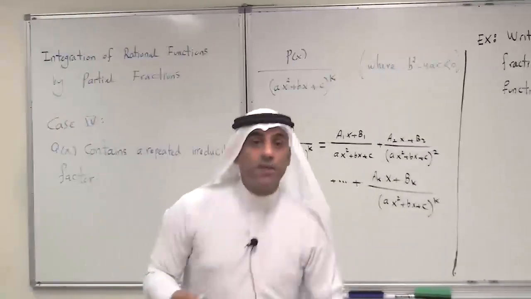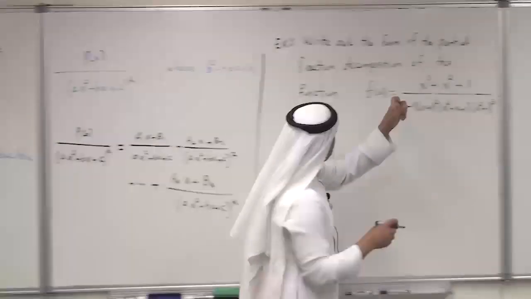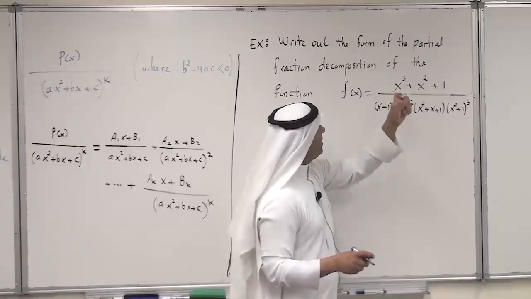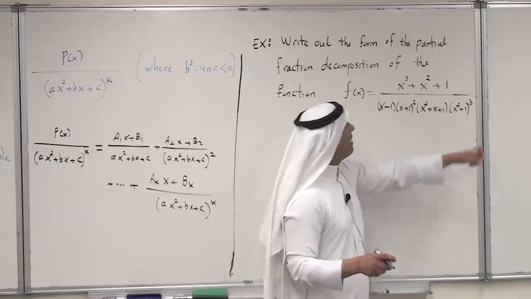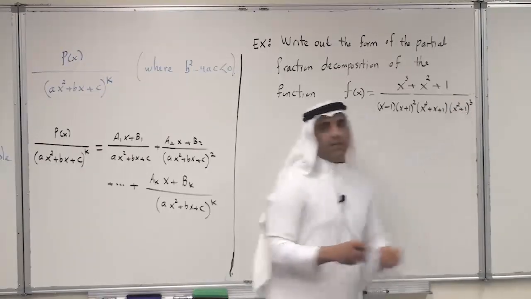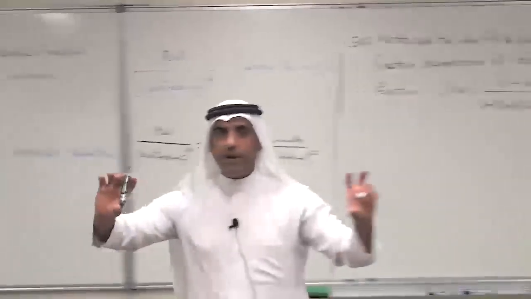Now look at the denominator. We have a linear factor not repeated. We have a linear factor repeated. We have a quadratic factor not repeated. We have a quadratic factor and repeated. What will be the form of the partial fraction?